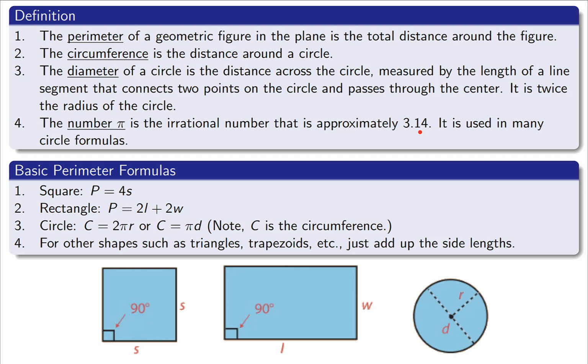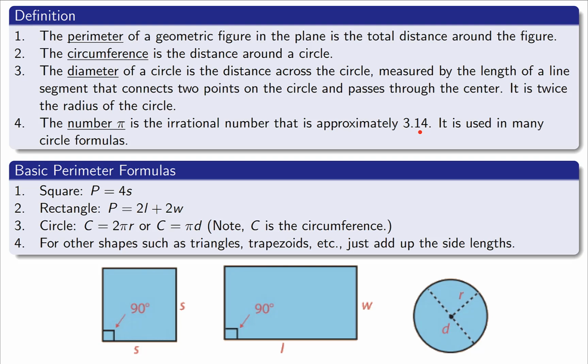3.14 will suffice for all of the examples that I give, but say you're doing some online homework, it might expect you to be a little bit more precise, in which case, if it's not taking your answer, try using the pi key on your calculator for homework rather than just typing in 3.14.